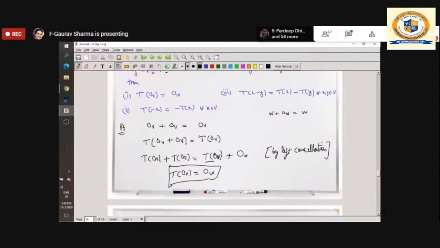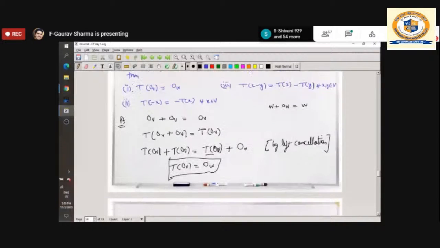The students can think on this property for at least 30 seconds. Then we will discuss another property. The proof is not very difficult, the proof is very simple, but the property is very important. It states that the zero vector will always be mapped to the zero vector under any linear transformation T. It is a very important property.